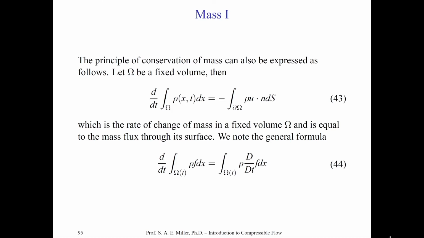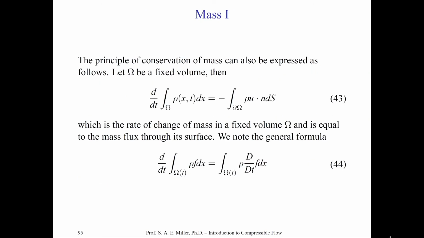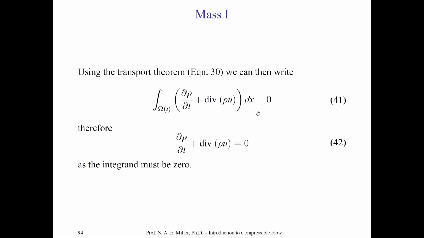We can also write 43 with a little bit more of a general formula. Notice the left-hand side is now parameterized with respect to time by writing, say, the derivative of the integral of rho f dx is equal to the integral of rho times the material derivative of f dx, which is a perfect operation. So by moving that derivative inside the integral, we can write 44. Let's now move on to conservation of momentum. Now that we derived, of course, our most important 2 equations for conservation of mass, which is 41 and 42.